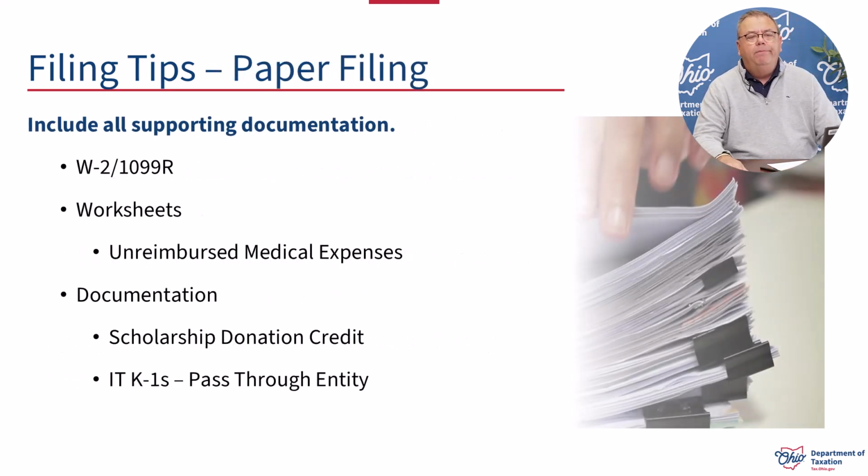If you're filing by paper, please include all your supporting documents: W-2s, 1099-Rs, any worksheets like the unreimbursed medical worksheet, lump sum distribution credit worksheets, lump sum retirement credit worksheets. Please include documentation for any credit or deduction that you may be claiming, such as a scholarship donation credit. If you're claiming that, please provide us a receipt from the approved granting scholarship organization and proof of payment. If you're trying to claim pass-through entity credits, please provide the K-1s.